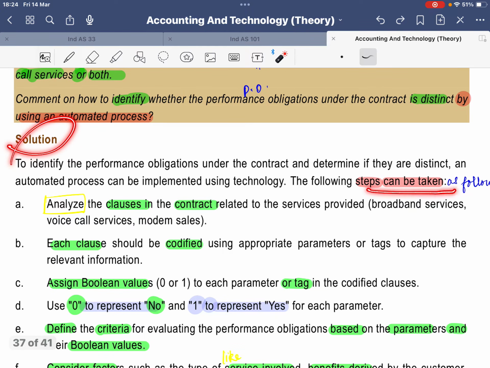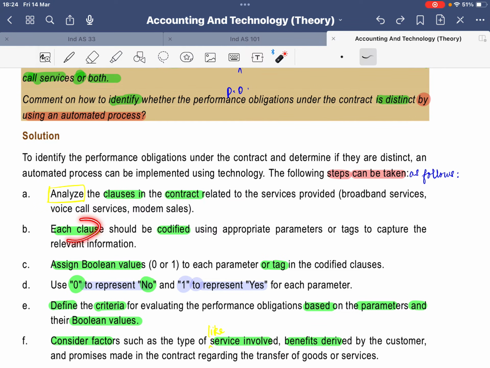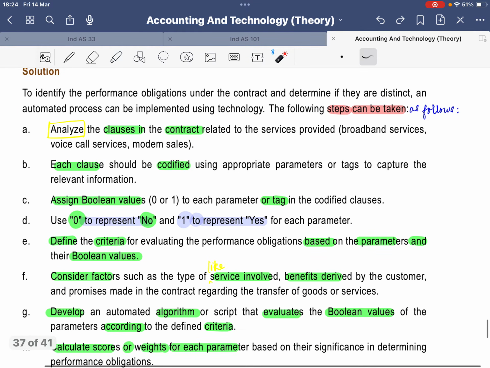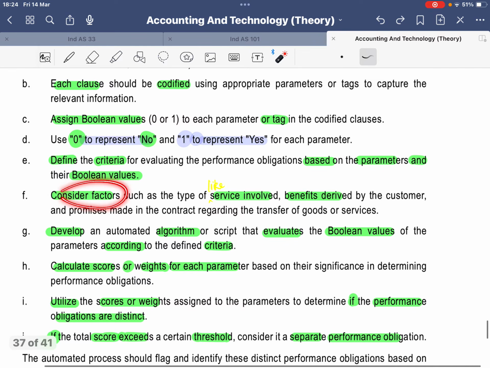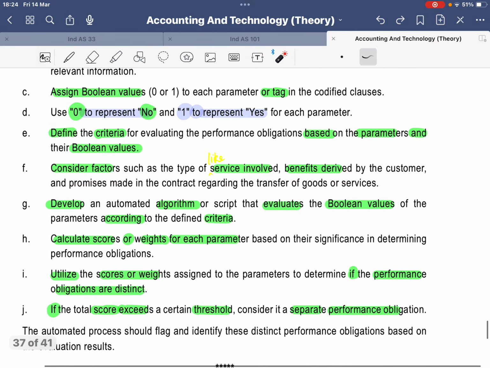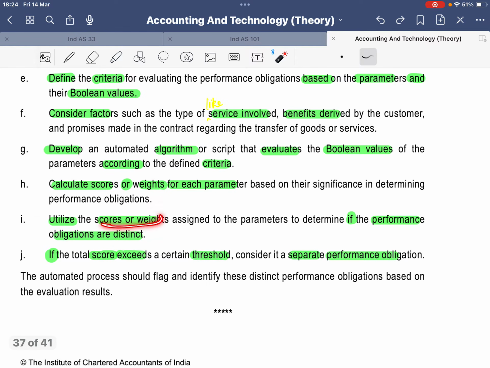Solution. Steps can be taken as follows. First point, analyze clauses in the contract. Each clause is codified. Assign Boolean values or tags: 0 to represent no and 1 to represent yes. Define criteria based on the parameters and Boolean values. Consider factors like service provided, benefits derived. Develop algorithm to evaluate Boolean values according to the defined criteria. Calculate scores or weights for each parameter. Utilize scores or weights to determine if performance obligations are distinct. If scores exceed threshold, it is a separate performance obligation.